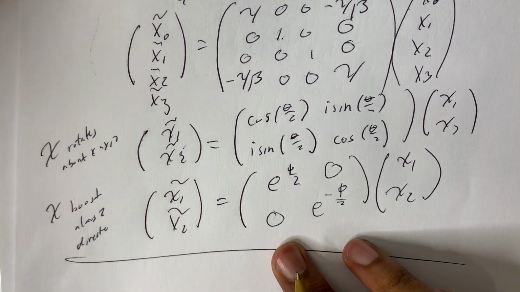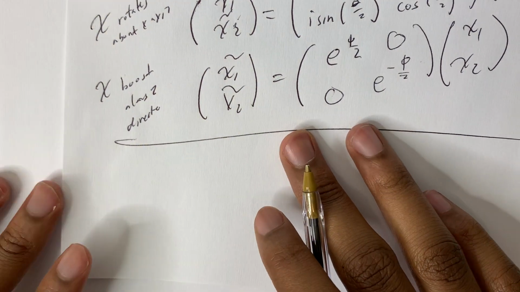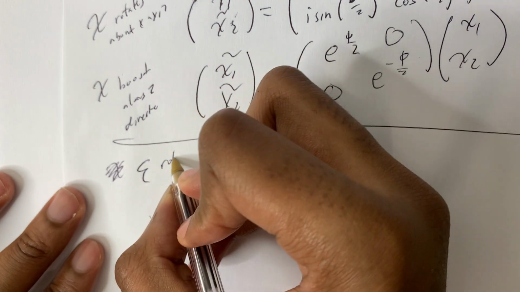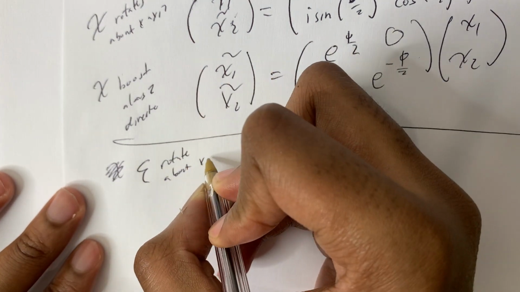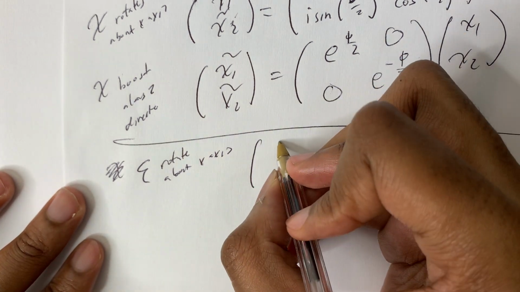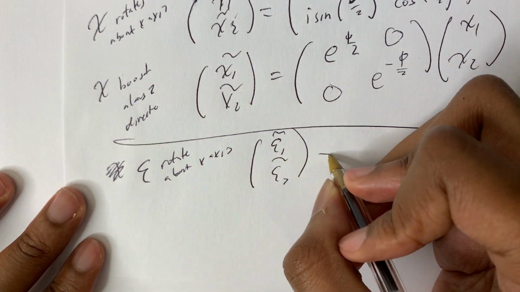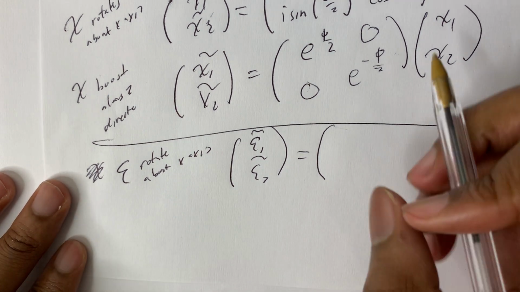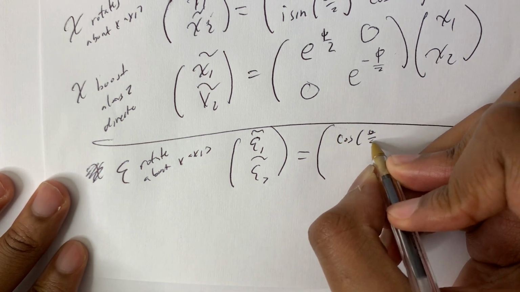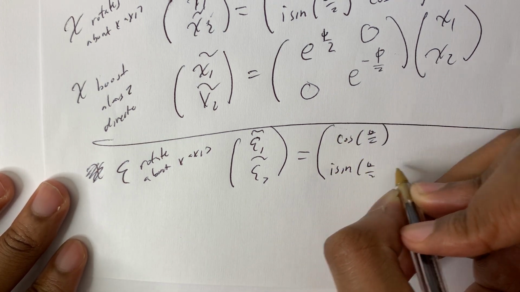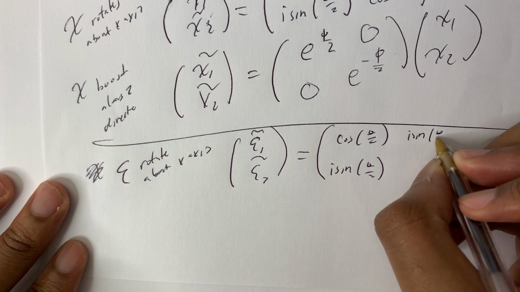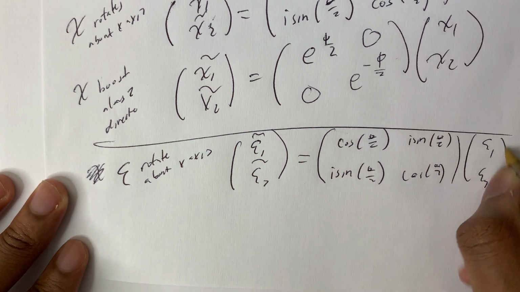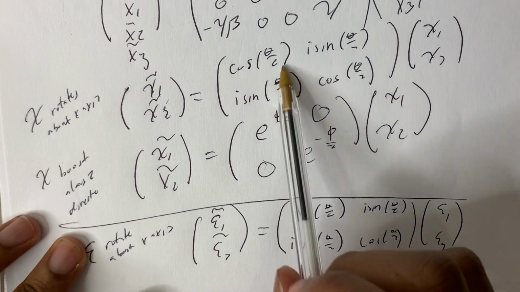So what about the right chirality spinor? Well, the right Weyl spinor, how does it rotate? Sorry, it's epsilon. How does this rotate about the x-axis? Well, it's actually going to be the exact same thing. It's going to be the exact same matrix as the left Weyl spinor. It's going to be cosine theta over 2, i sine theta over 2, i sine theta over 2, cosine of theta over 2, times epsilon 1, epsilon 2. And yeah, it's the exact same matrix we use.